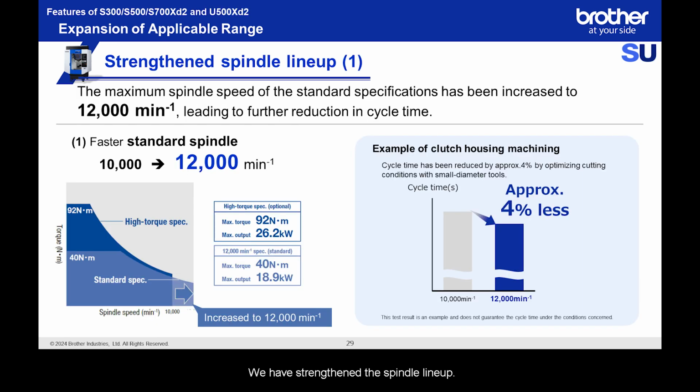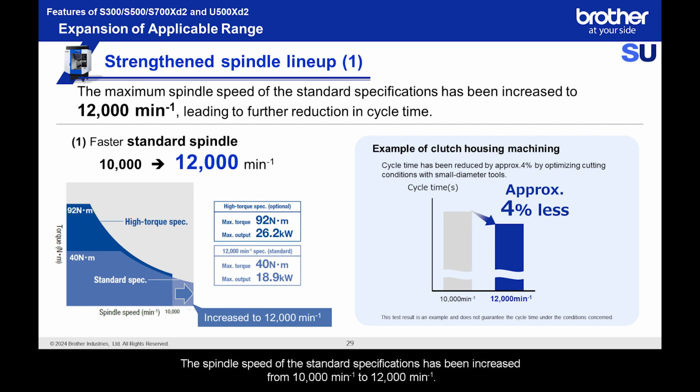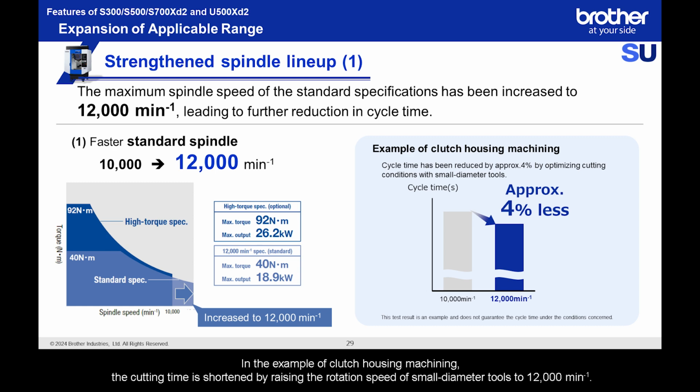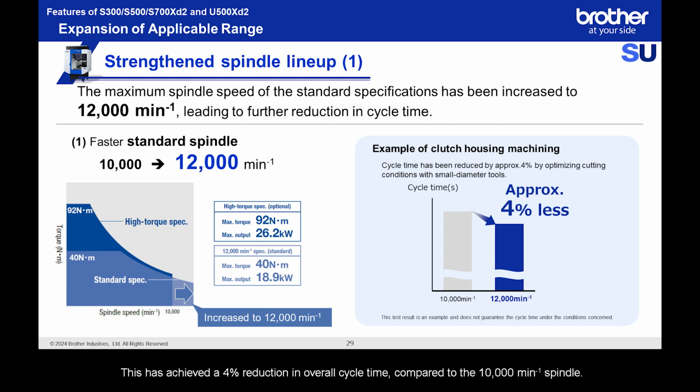We have strengthened the spindle lineup. The spindle speed of the standard specifications has been increased from 10,000 revolutions per minute to 12,000 revolutions per minute. In the example of clutch housing machining, the cutting time is shortened by raising the rotation speed of small diameter tools to 12,000 revolutions per minute. This has achieved a 4% reduction in overall cycle time compared to the 10,000 revolutions per minute spindle.